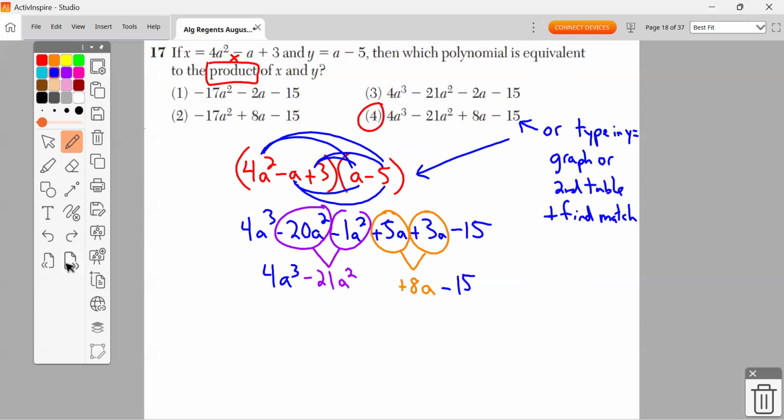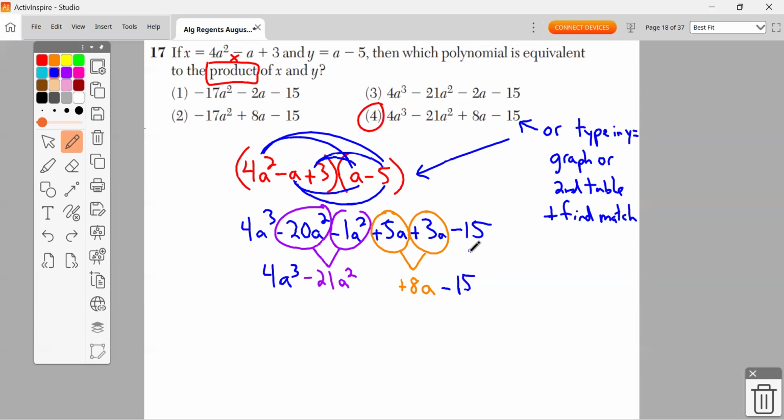In question number 17, given these 2 equations, which polynomial is equivalent to the product of those 2 things? Product means to multiply. So we need to multiply that trinomial times this binomial. Distribute, distribute, distribute, distribute, distribute, distribute. All right, we get these 6 terms. Add together your like terms. I can add together the a squared with the a squared. I can add together the a with the a. We end up with this polynomial, which is choice 4.